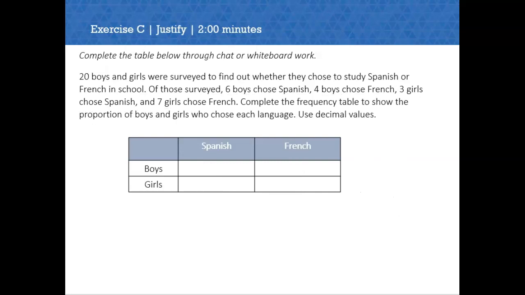Okay, so the next thing they want us to do, so we have the same problem. 20 boys and girls, 6 chose Spanish, 4 chose French. Of the girls, 3 chose Spanish, 7 chose French. And it says complete the frequency table. So frequency table, the last one said two-way table. And this one is to show the proportion of boys and girls who chose each language. Use decimal values.